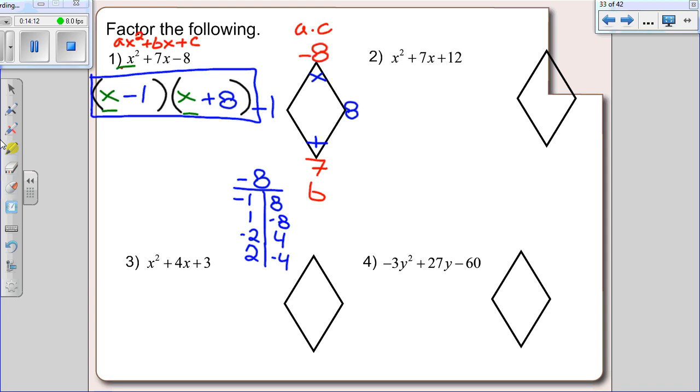Alright, we're going to do one more together, and then we're going to let you try one on your own, and then we're going to do another one together. If you do number 4 on your own, you're probably going to make a mistake, because there's a trick to it. So, number 2. The question says factor.